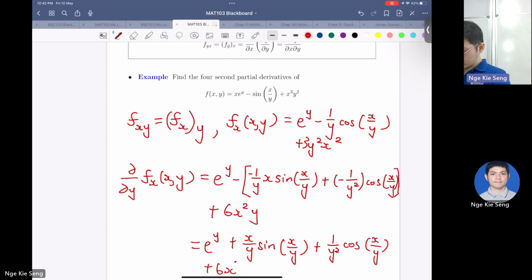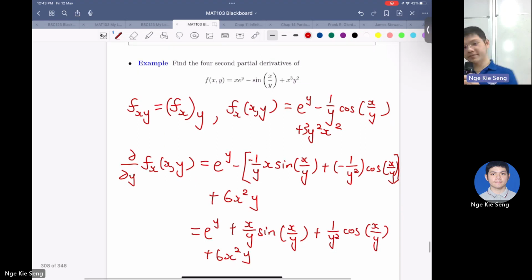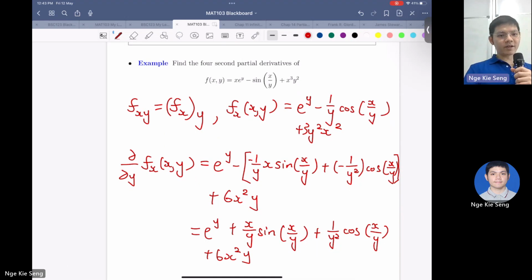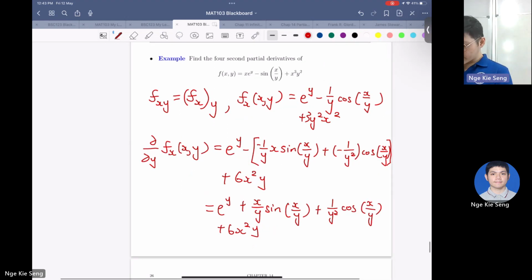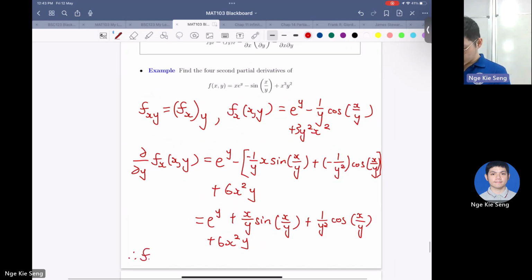Plus 6x squared y. Okay? So you differentiate both. Okay. So try to find the rest. I will put up the solution later. So try to find the rest, f_yx and f_yy.